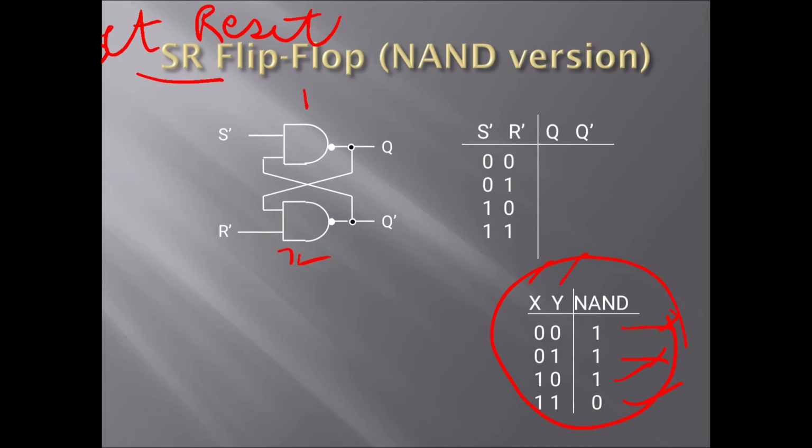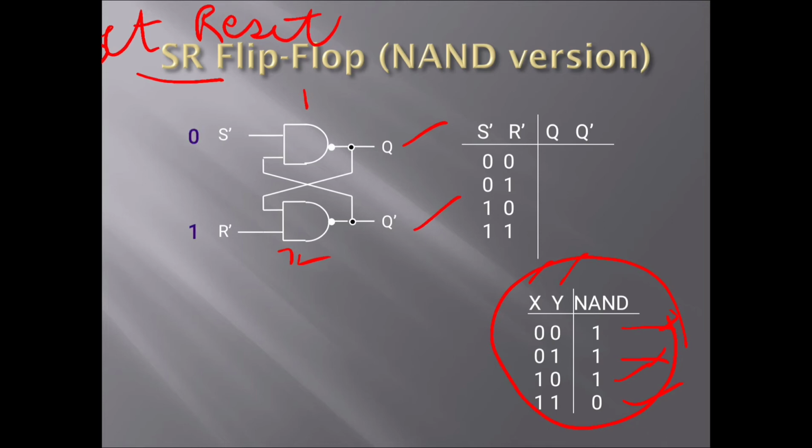Now, as our flip-flop has Q and Q complement, they have some previous values, and we have to find out the values of the next state or next clock pulse. So we assume the Q and Q complement values according to the input S and R values.